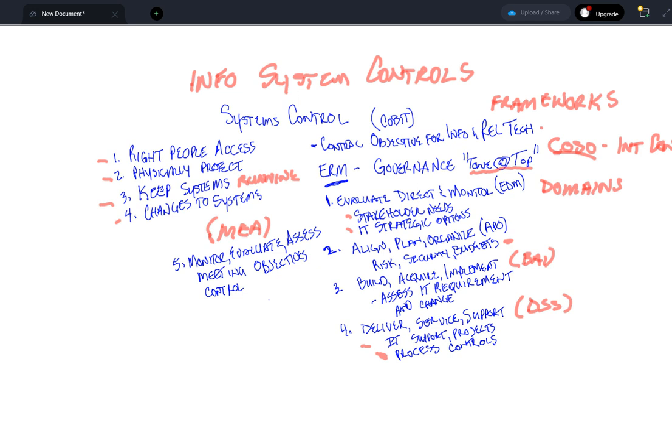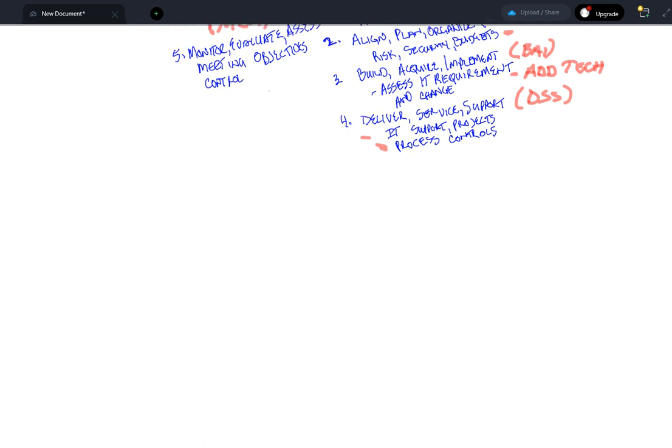Unlike these other ones. So basically, I want to go back to this build, acquire, and implement. I may not have made this clear. We look for the IT requirement and we make changes based on that. But I did not address the acquire piece of this. When we look at IT requirements, we're going to consider additional technology and perhaps software or other tools. Okay? All right.